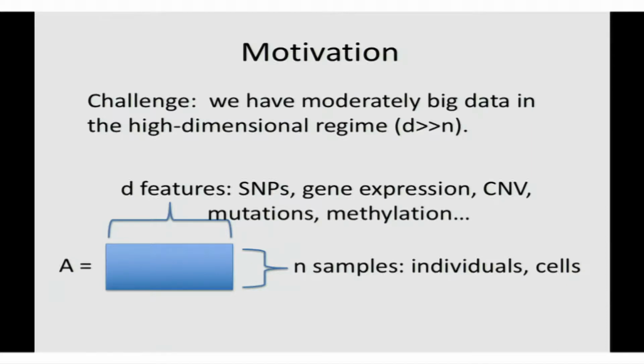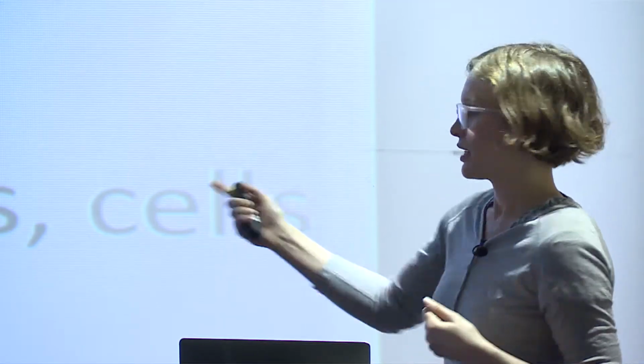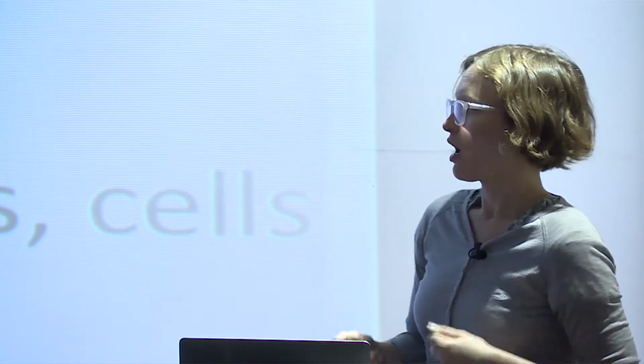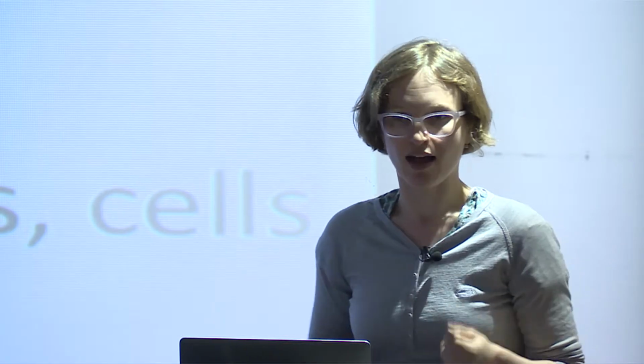And since I'm biologically motivated, you can think of these features as things like single nucleotide polymorphisms, which are called SNPs, or features that relate to gene expression, or copy number variation, mutations, methylation. These are just all biological signals that you can get from a sample, which might be an individual or cells. And in biological applications, we can frequently end up in the regime where we have more features than we do samples.